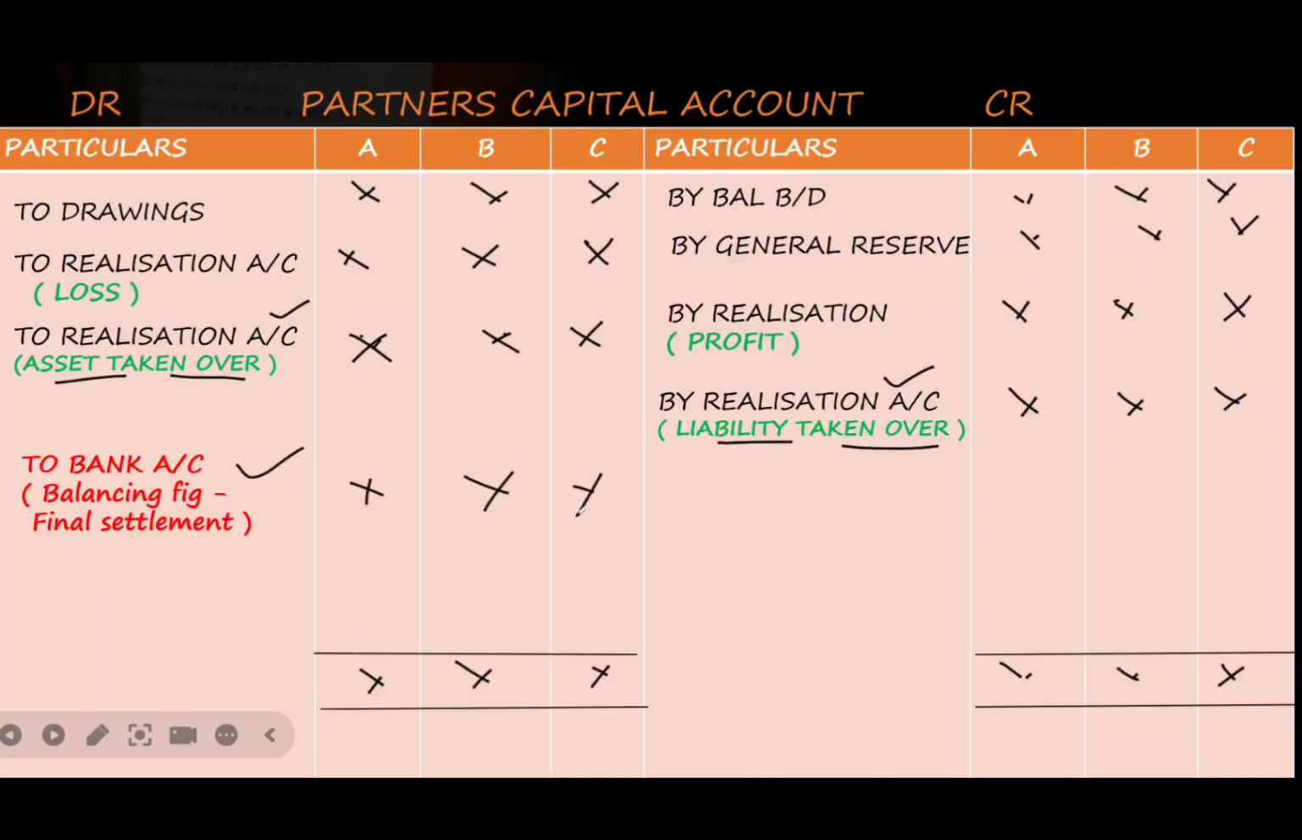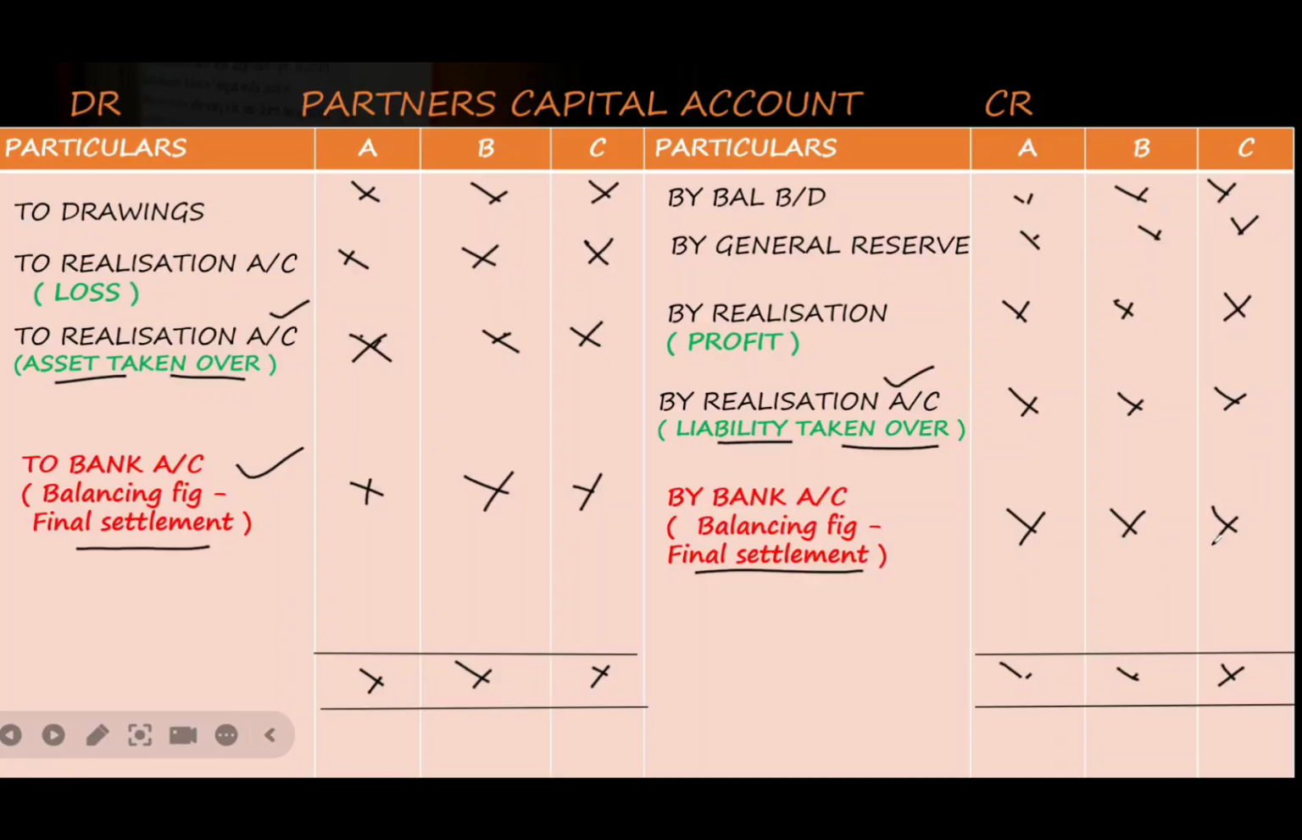If it is on the credit side, again it will be written as by bank account, which is the additional capital. If there is any shortage, the partners have to bring in the additional capital to balance their payments. So therefore it will be by bank account as a final settlement which has to be made by the partners, which also will be transferred to the bank account. So this is the format of partners capital account.